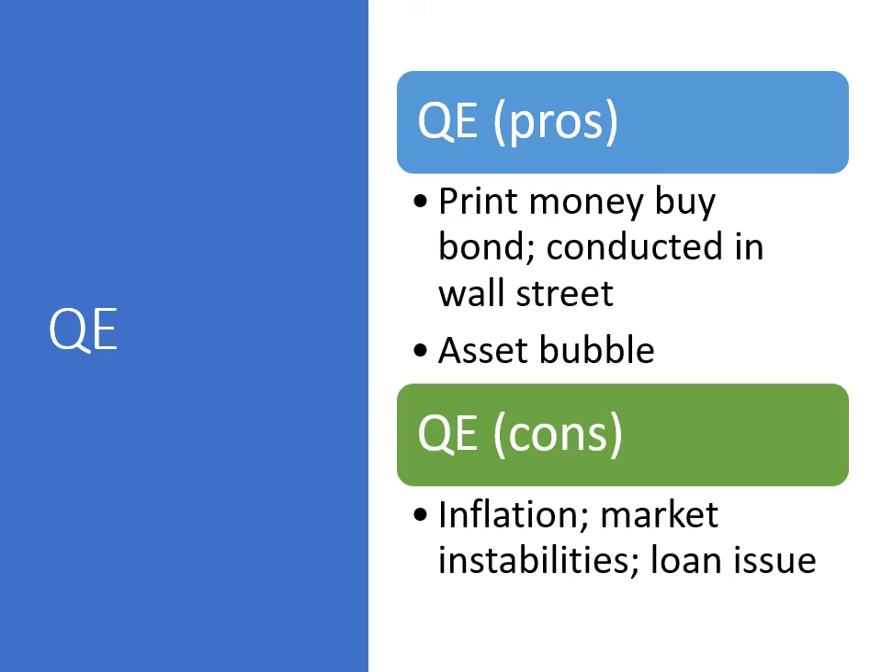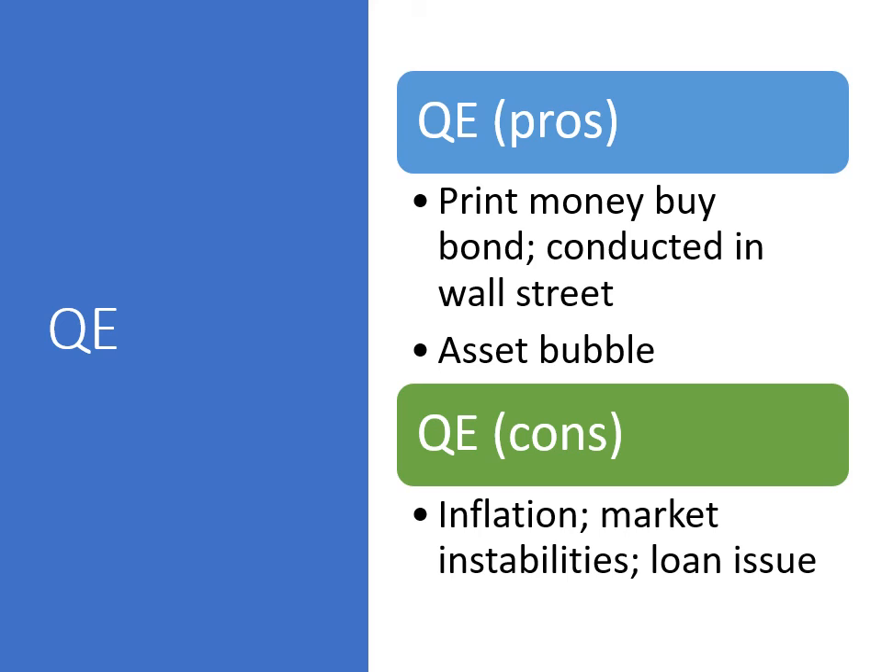When it comes to QE, let's first talk about the pros, the positive side of QE. Of course, we all know that under quantitative easing, they print a lot of money and buy a lot of bonds, but you have to be aware that all this is conducted mainly on Wall Street. So it is not hard to imagine that those benefits will go to Wall Street. The asset appreciation, and the asset bubble coming as a result, will also go to Wall Street.